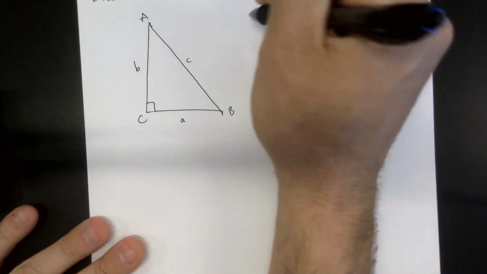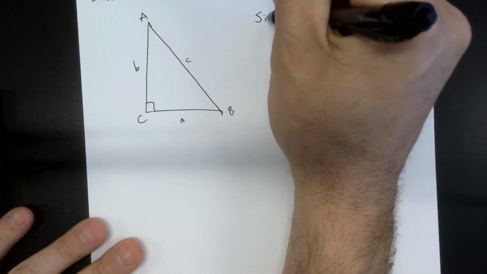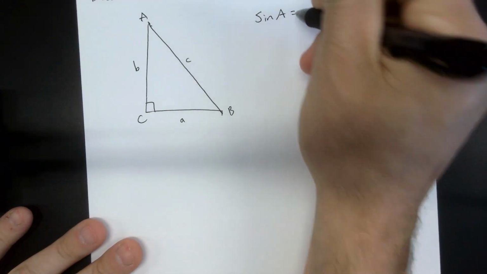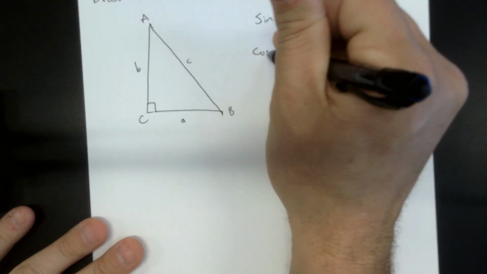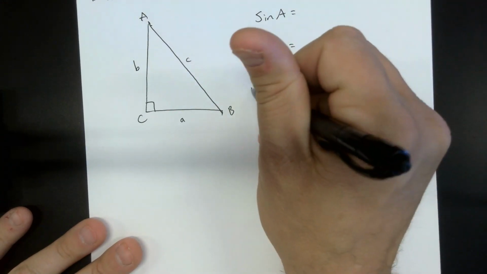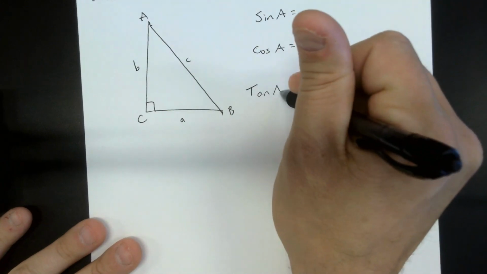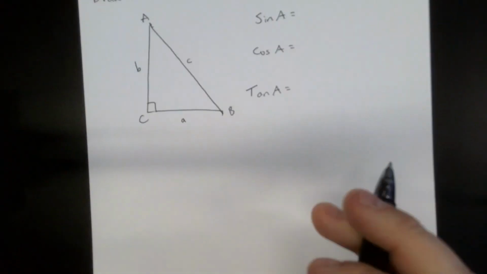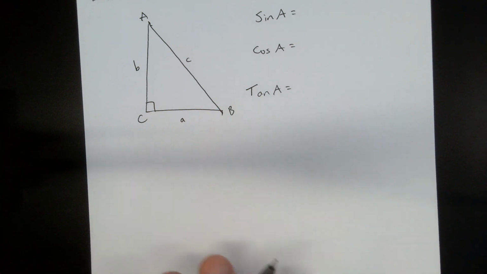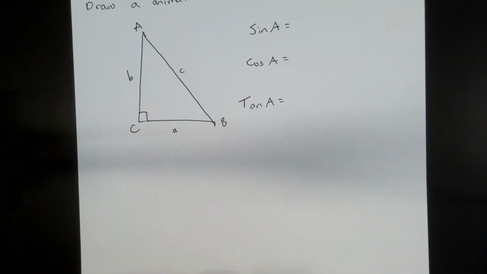Right now we're going to look at angle A. So, sine of angle A, cosine of angle A. You have to write it. I draw it, you draw it. If I draw it, you draw it. Yeah, it's the game show, remember? Okay.